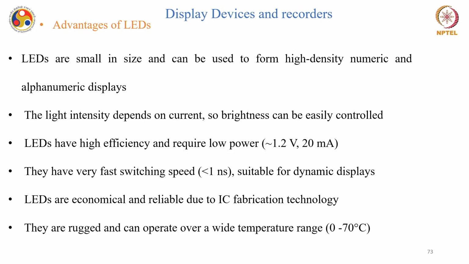There are several advantages of LEDs. LEDs are small in size and can be used to form high density numeric and alphanumeric displays. The light intensity depends on the current, so brightness can be easily controlled. LEDs have high efficiency and require low power. They have very fast switching speed, of the order of less than a nanosecond, suitable for dynamic displays. They are economical and reliable due to the batch fabrication of IC fabrication technologies, and they are rugged also and can operate over a wide temperature range, even as high as 70 degrees Celsius.